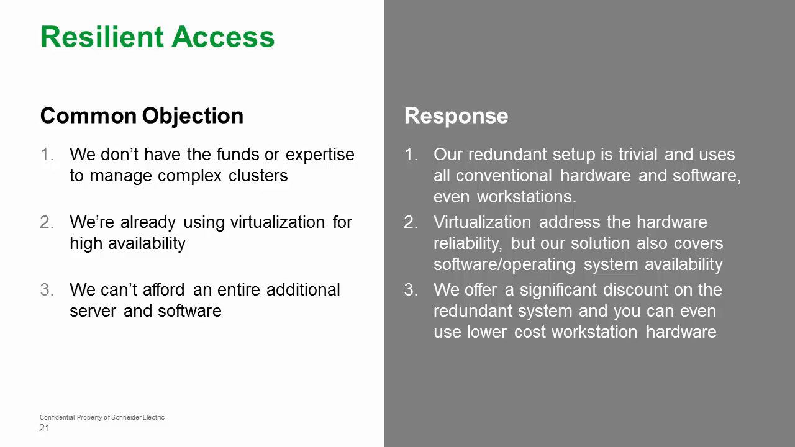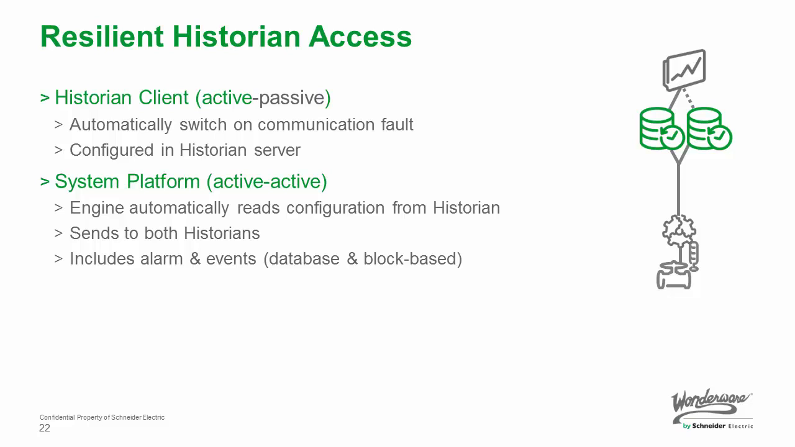Our approach here is an active form of redundancy. So both historians are always reliably collecting data. We'll automatically switch the historian client over on a fault. You can combine this with System Platform's redundant engines. So the way this works is the active-passive redundancy in the engines will automatically historize to both historians. All of this includes redundancy for alarm and event history, regardless of whether they're using the database or the block-based alarm and event history.